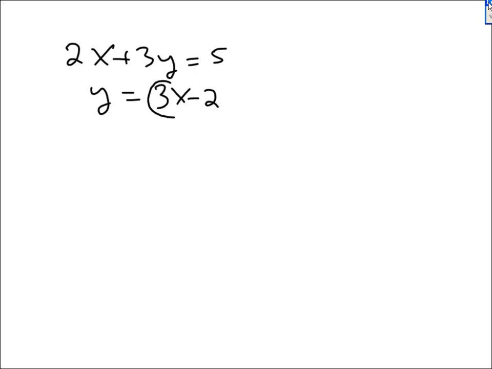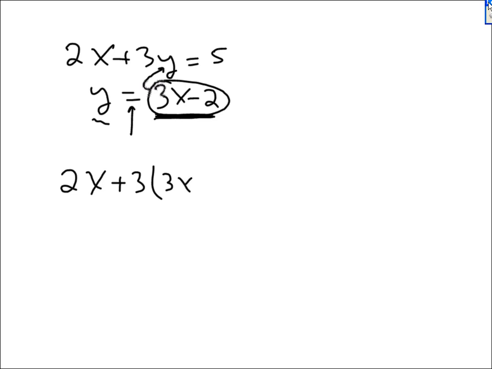This is another way of writing y. So I'm going to take this new way of writing y and plug it in right there in the first equation. Instead of writing y, I'm going to write 3x minus 2. So the first equation is 2x plus 3 times y, that is, 3 times (3x minus 2), equals 5.